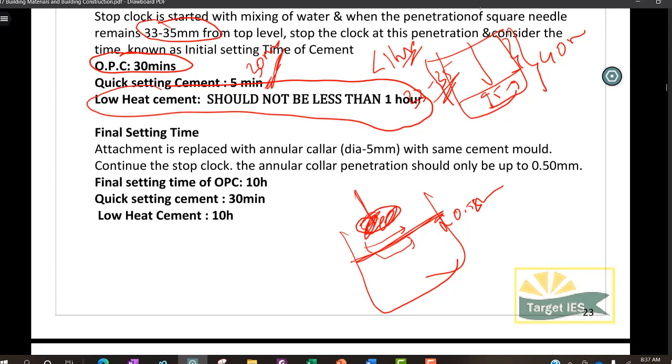So in general, for ordinary Portland cement it is 10 hours. If you are taking quick setting cement, that will be 30 minutes. For low heat cement, it is again around 10 hours. I hope it is very clear, children, you will remember.